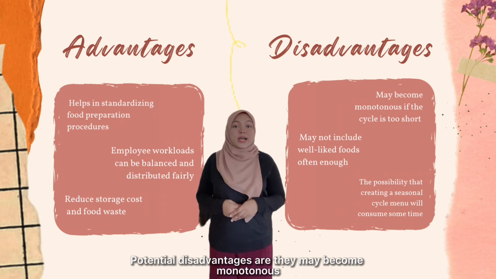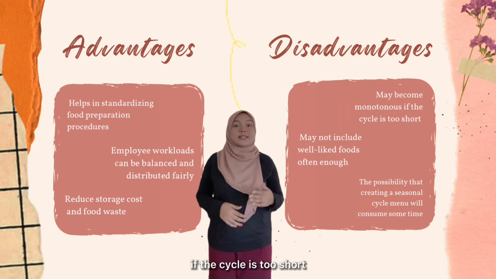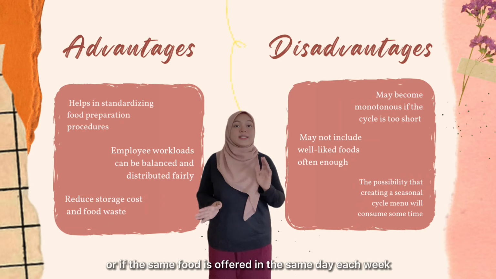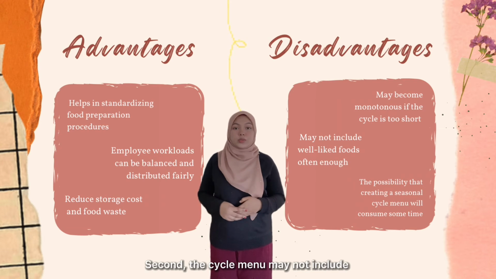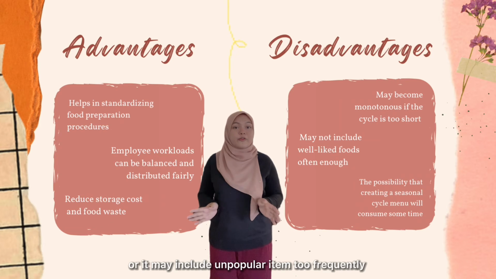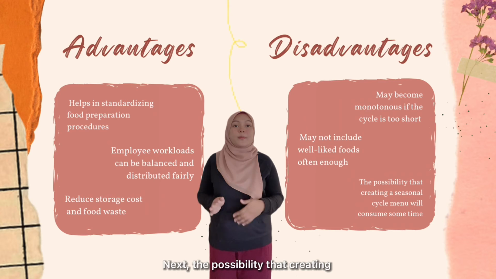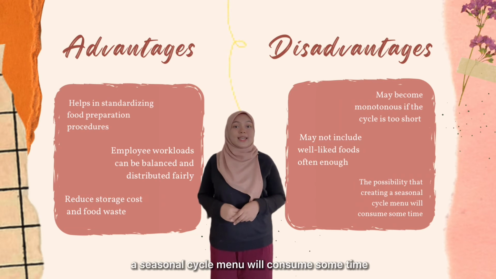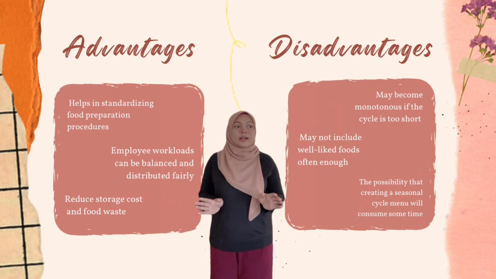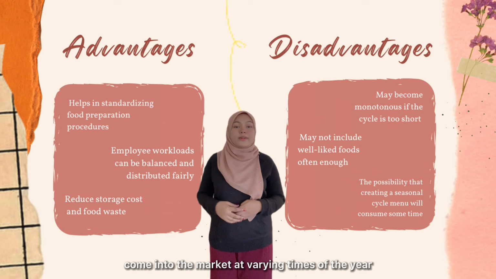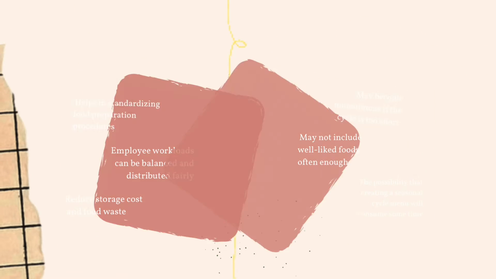Potential disadvantages are they may become monotonous if the cycle is too short, or if the same food is offered on the same day each week. Second, the cycle menu may not include well-liked food often enough, or it may include unpopular items too frequently. Next, there is the possibility that creating a seasonal cycle menu will consume some time, because the cycle menu may not allow for food that comes into the market at varying times of the year.